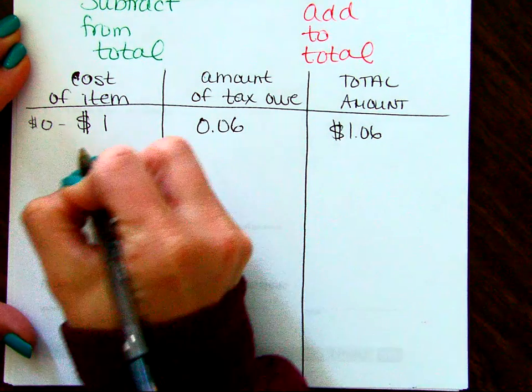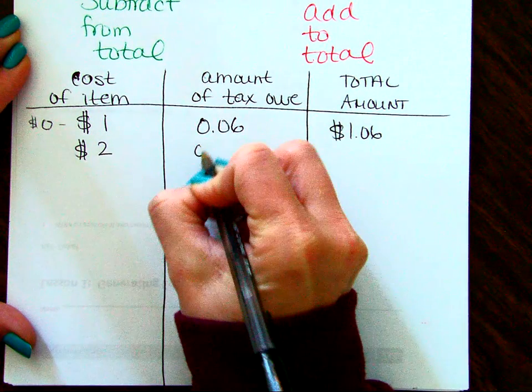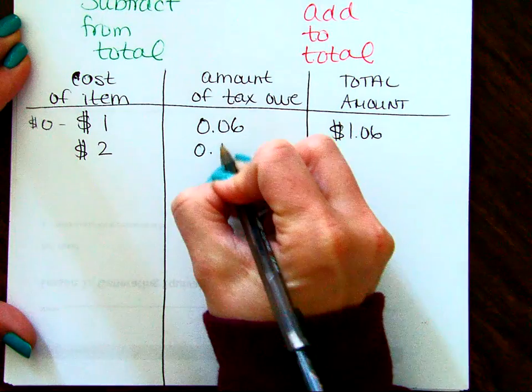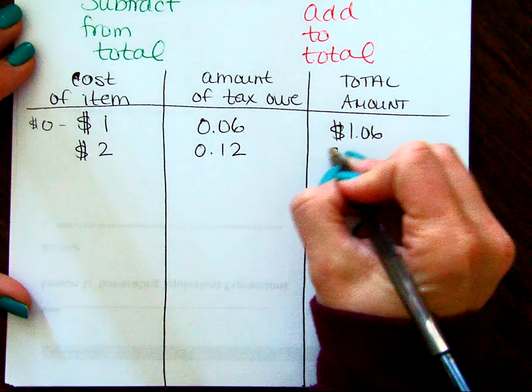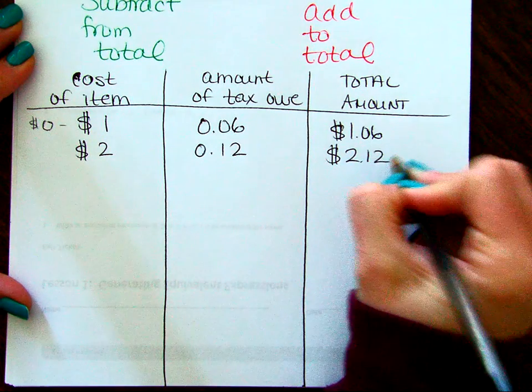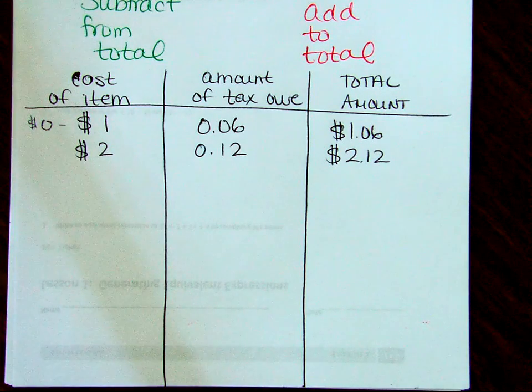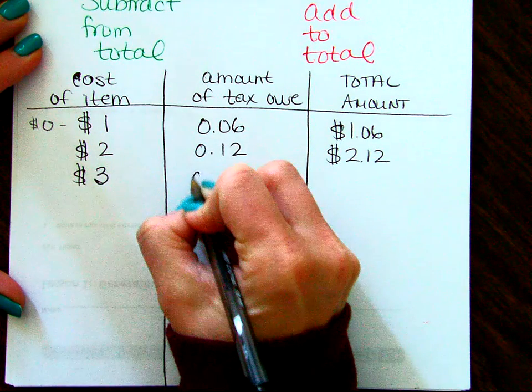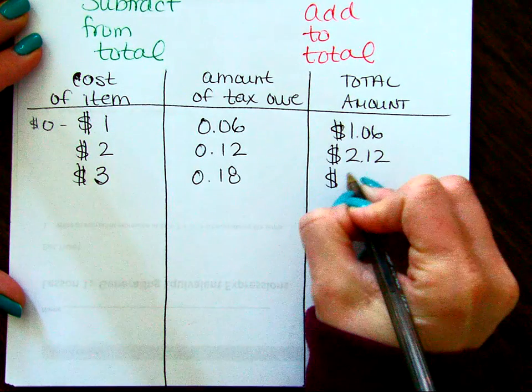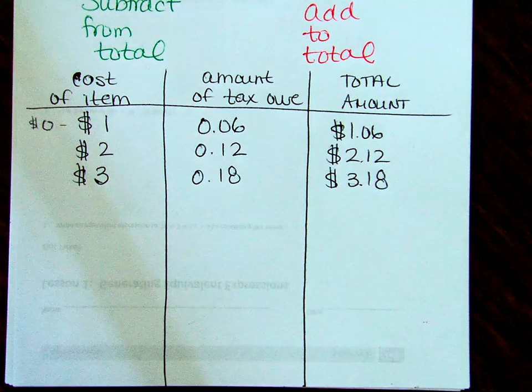So if I have a $2 item, I don't owe 6 cents. I owe 6 cents twice, which is 12 cents. So I hand the cashier $2.12, right? You see where this is going? So then obviously if my item is exactly $3, then I owe them 18 cents, which means I owe them $3.18. Okay, I think we can stop going there.